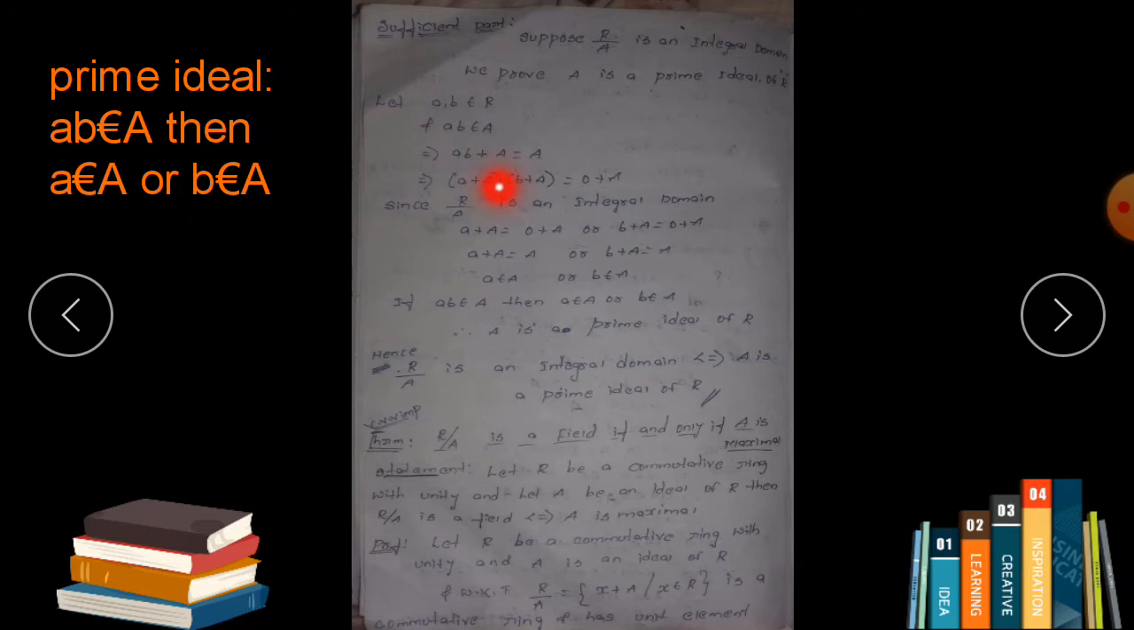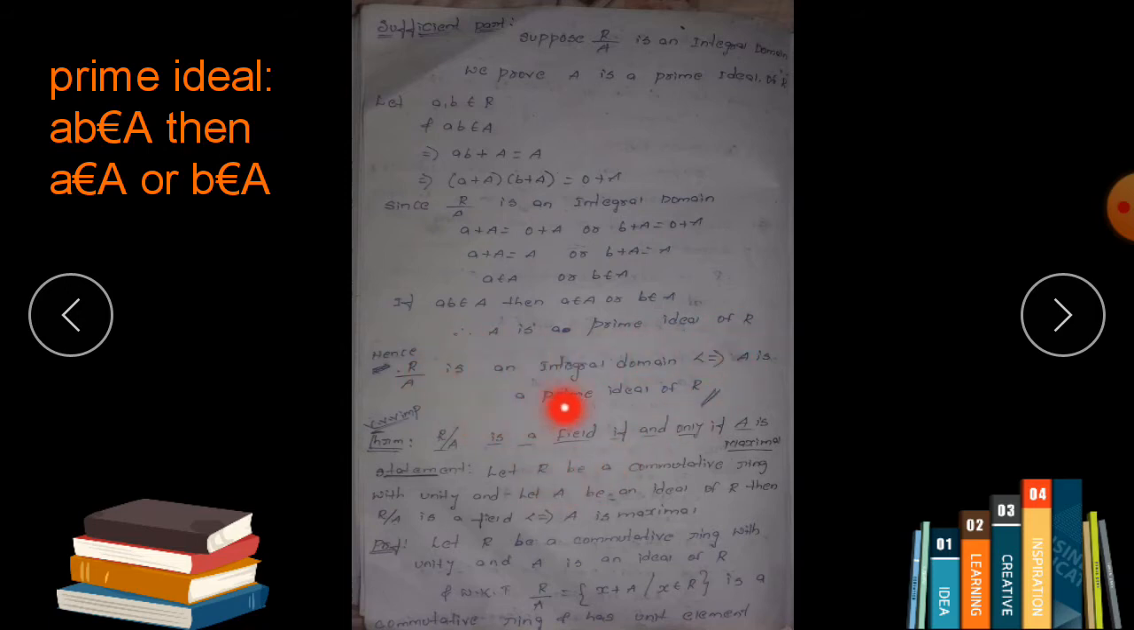Now we are taking ab belongs to A. That implies, by using the property of coset, if some element belongs to A, we can write ab plus A equals A. Now using the multiplication condition, ab plus A can be written as (a plus A)(b plus A) equals 0 plus A. Since R/A is an integral domain, as previously proved, it has the no zero divisors property, that is a plus A equals 0 plus A or b plus A equals 0 plus A. a plus A equals 0 plus A can be written as a plus A equals A, and b plus A can be written as A. Now by this we can write, using the property, a belongs to A or b belongs to A. Means by taking ab belongs to A, you got a belongs to A or b belongs to A, which satisfies the prime ideal condition, so we can say A is a prime ideal.